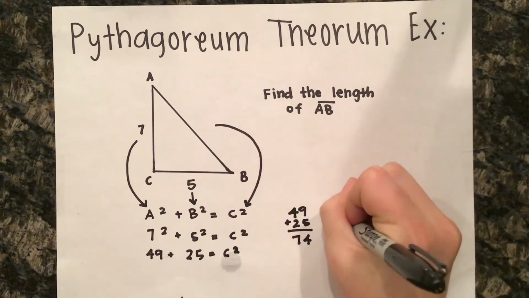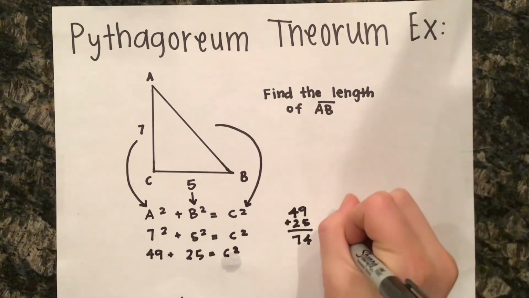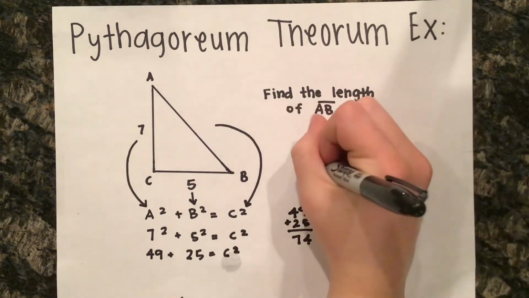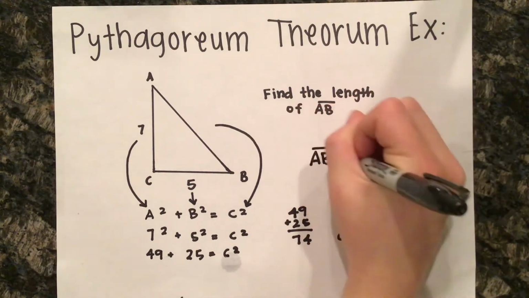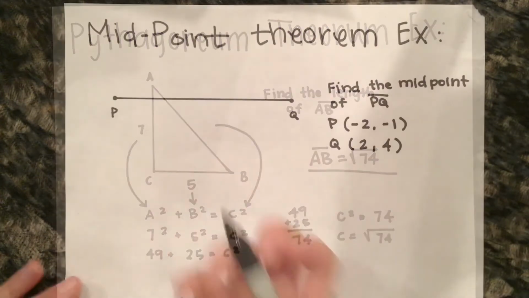74 equals c squared, but in order to find AB, you need to find c. So c would be the square root of 74. Then, since 74 can't simplify any further, AB equals the square root of 74.